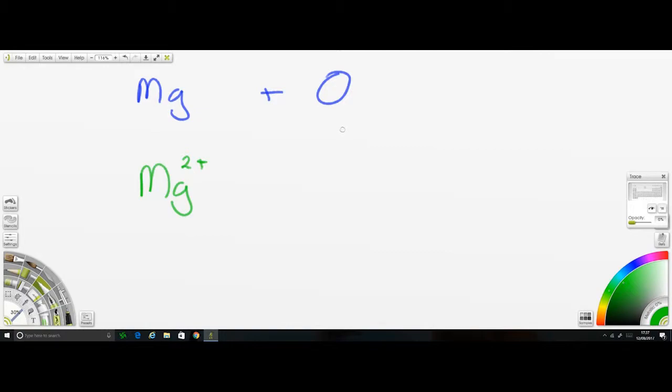Oxygen is in group 6, right? So how many electrons do we need in order to make it a full 8 outer shell? Well, we need 2 electrons. So if we've got 2 electrons and we add those to the oxygen, what charge will the oxygen have? It's going to have an O2 minus charge.